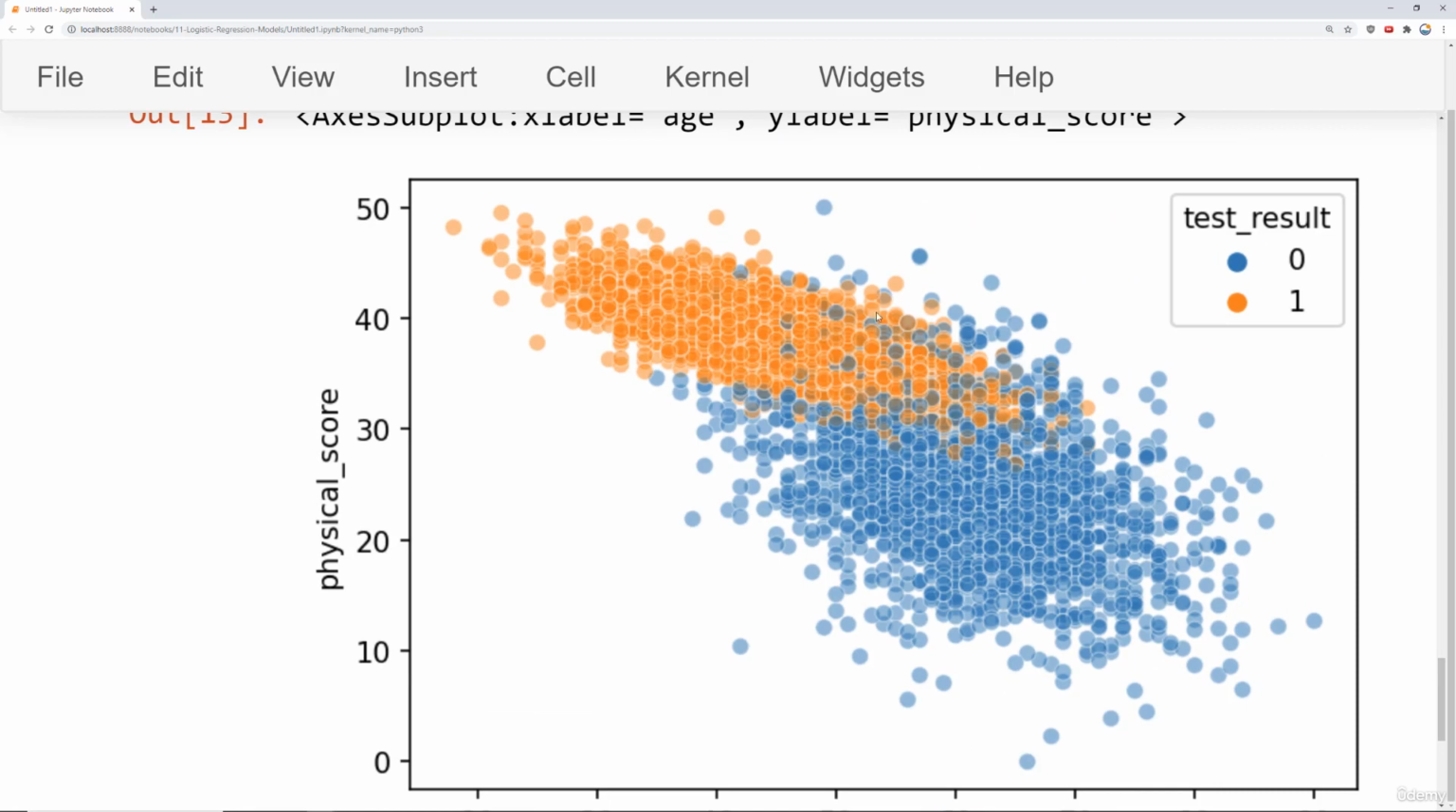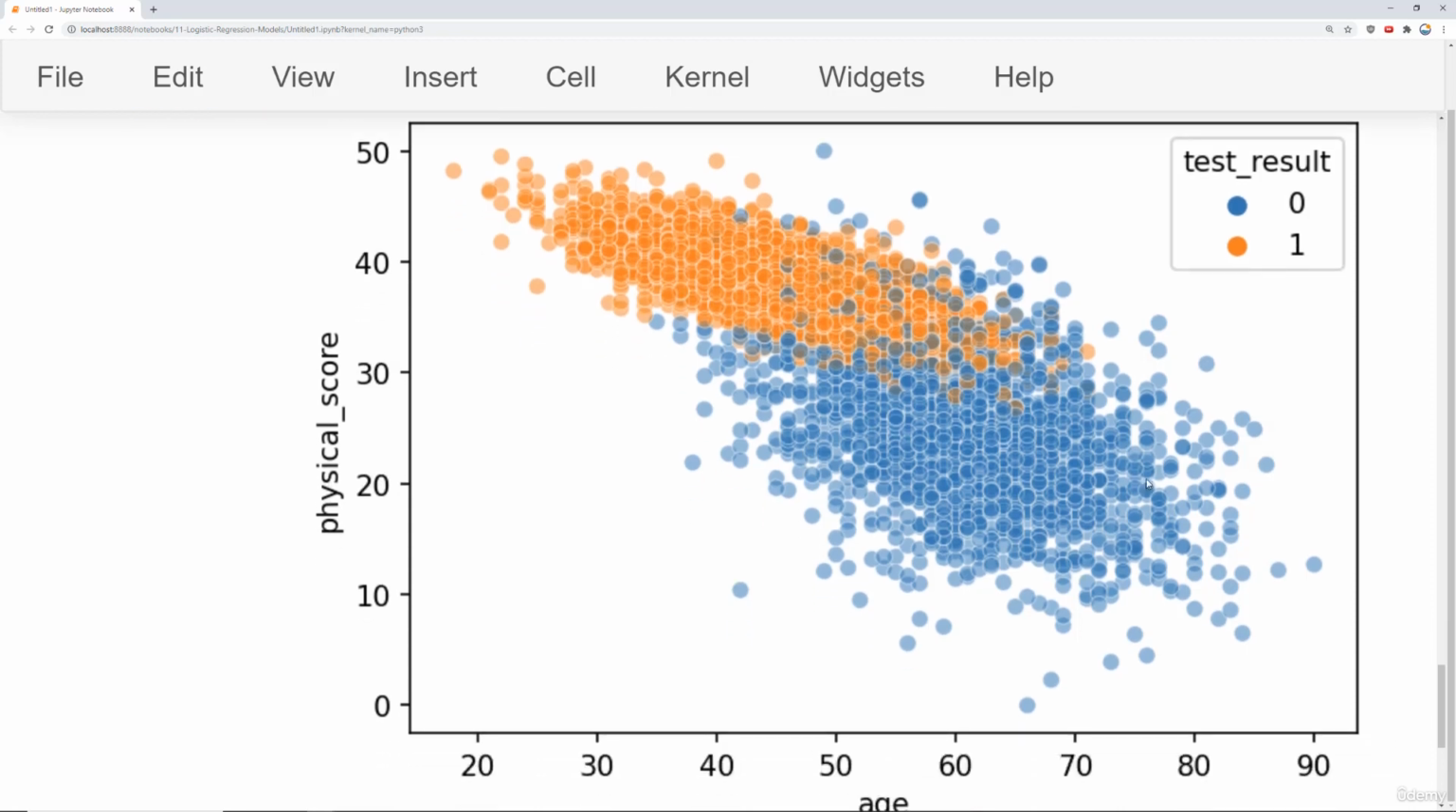And here we can clearly see 2 groups, 2 clusters where we have this high physical score, younger people passing the test, and then these older people, or even some younger people with lower physical scores that are not passing the test. So this is to be expected. Our intuition is basically confirmed here that if you're younger and in more or better physical condition, you're more likely to be passing this hearing test.